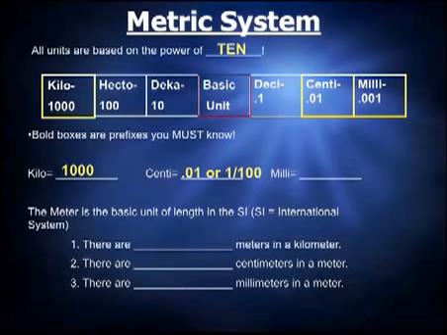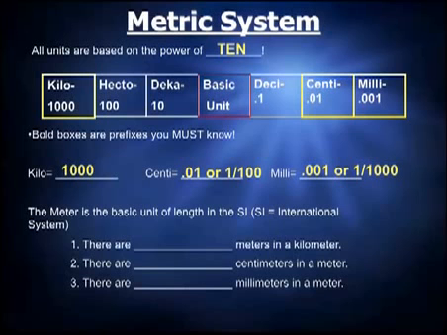The prefix milli is not what you want to say. What do you want to say? Million, but it's not. What is it? What is milli? 1/1000. Okay, 0.001. So a millimeter is 0.001 meters.